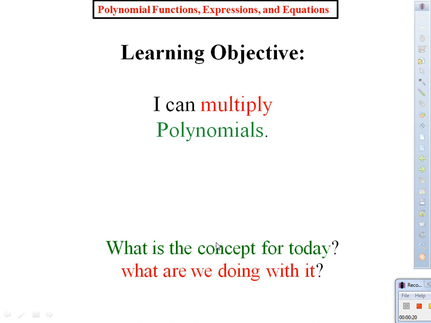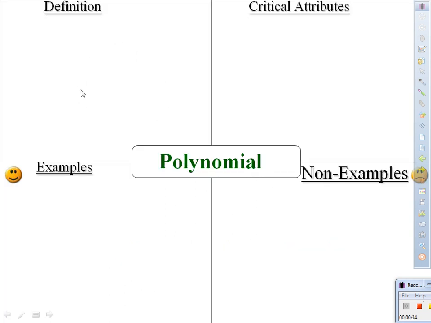So our objective for today: I can multiply polynomials. So let's think back to polynomials. I know we left off last week, and we covered the definition of polynomials. And by now you should know the definition. So talk it over with your neighbor. Let them know what is the definition for polynomials, please.